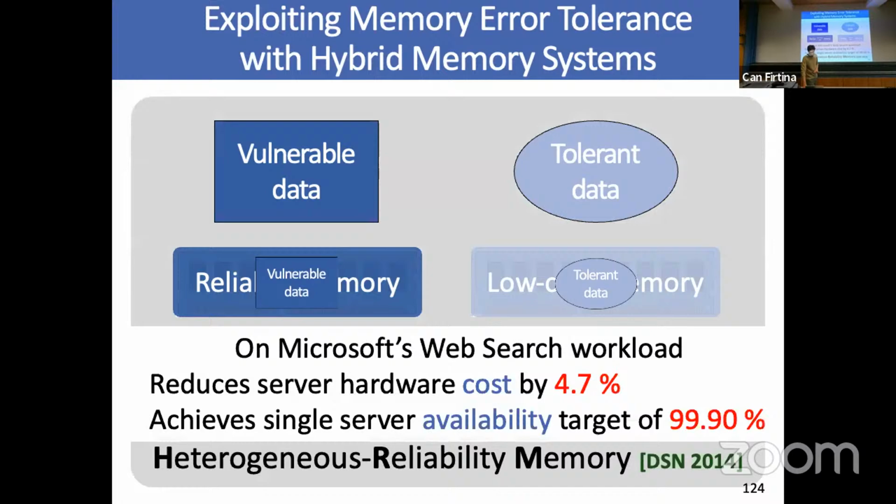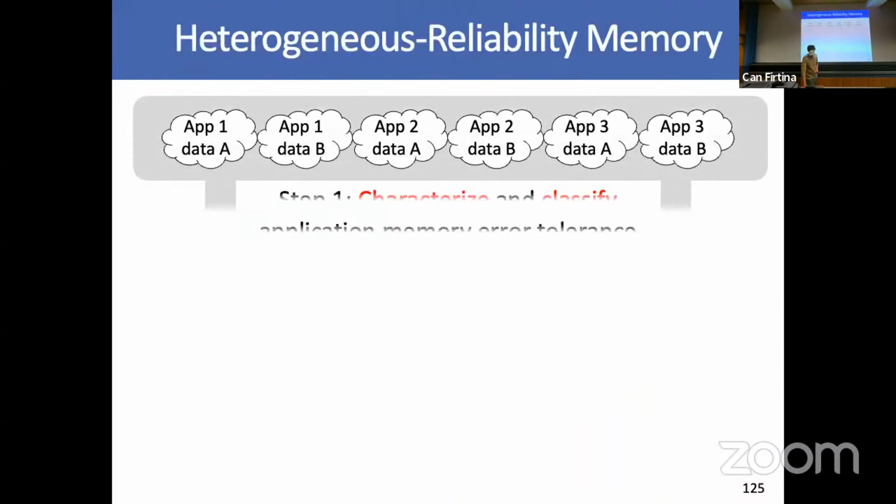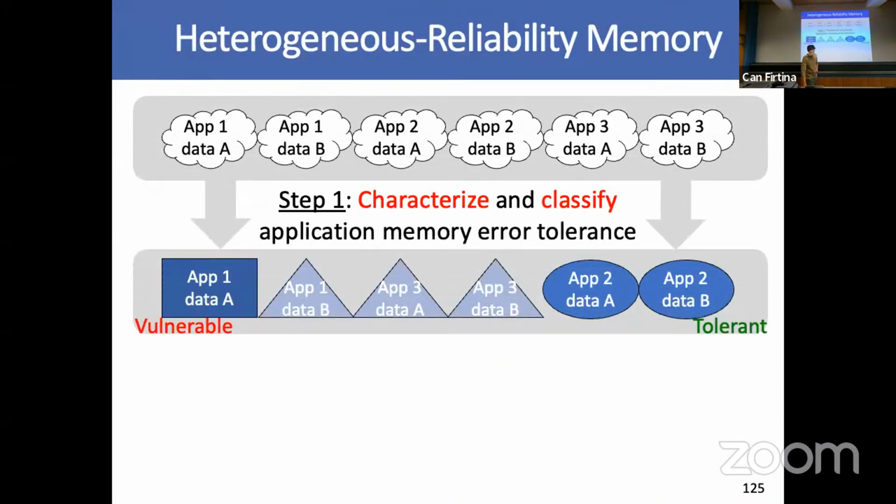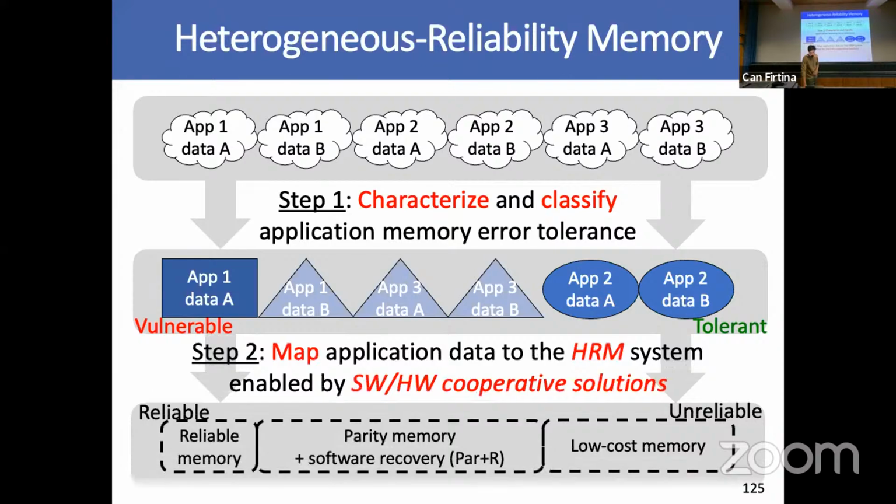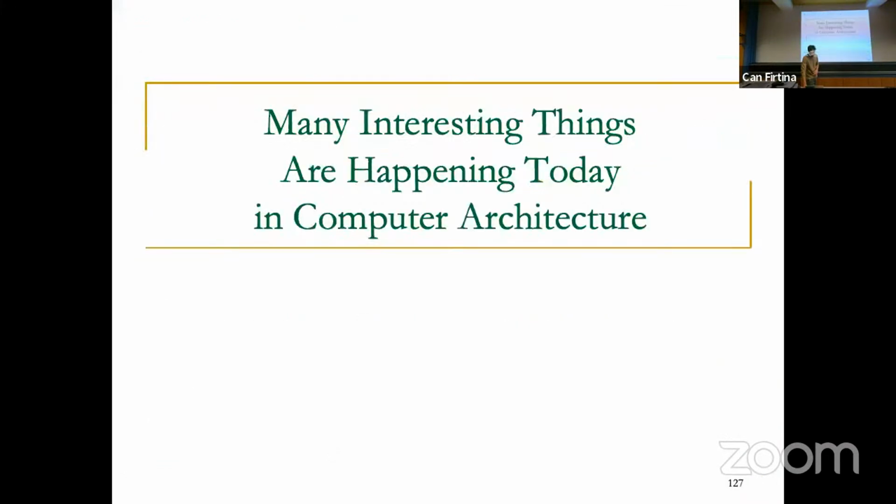Okay, yeah. And here you see a little bit more about how to characterize and classify. That's the first step in this work. Characterize and classify the application data in order to see how much tolerance to errors they have, and then based on that perform the corresponding mapping.